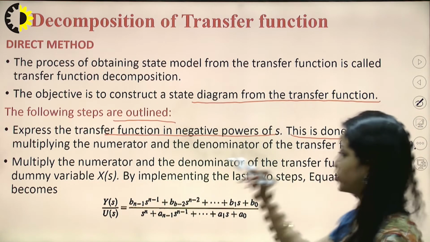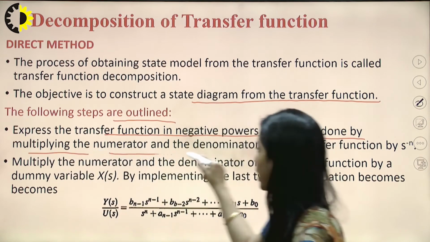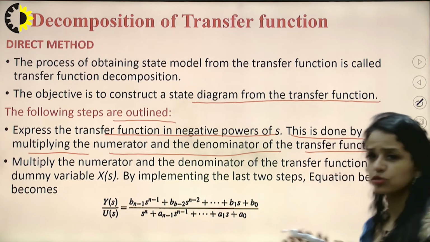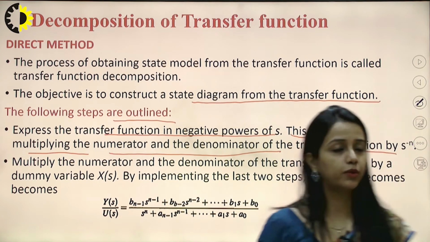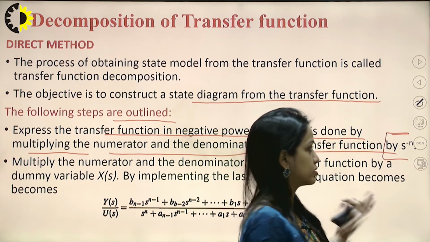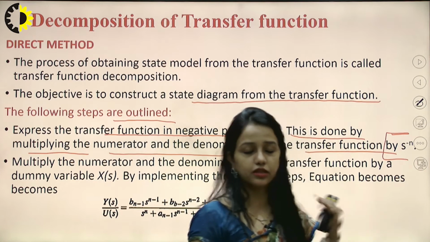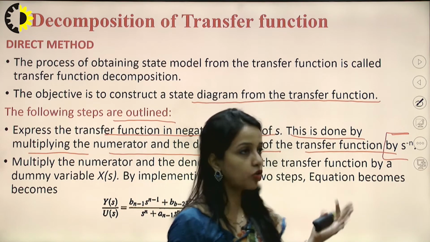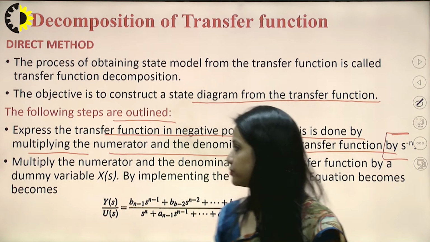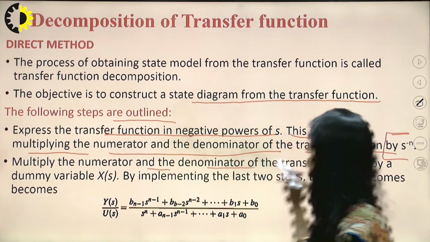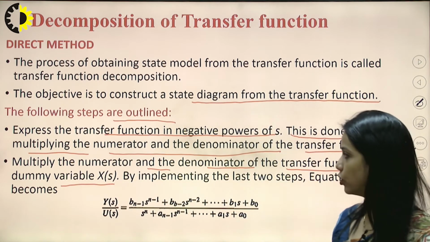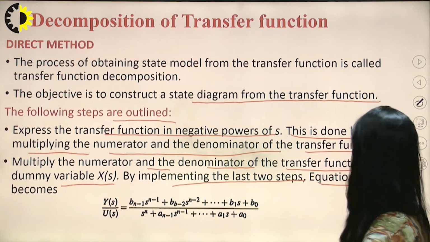This is done by multiplying the numerator and the denominator of the transfer function by s raised to the power minus n. So, there is nothing to think about which power I have to multiply with, just multiply with the highest power of s. If it is an nth order differential equation, we have to multiply it by s raised to the power minus n. Then, multiply the numerator and denominator of the transfer function by a dummy variable xs. By implementing the last two steps, the equation looks like this.